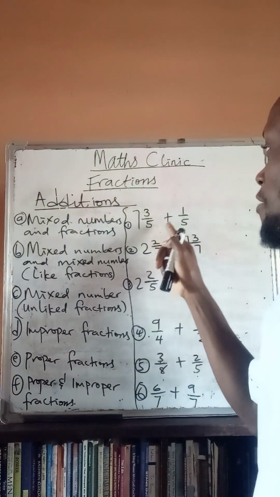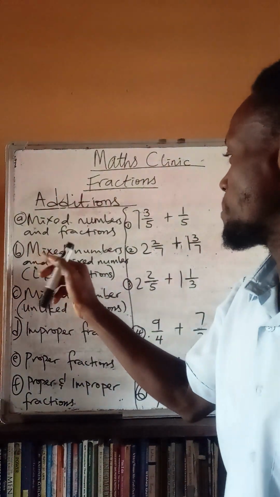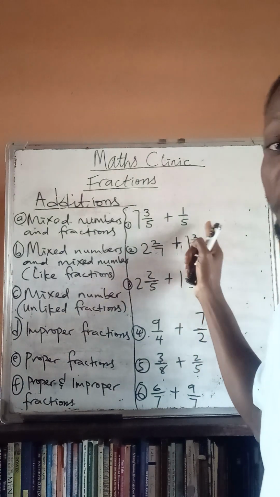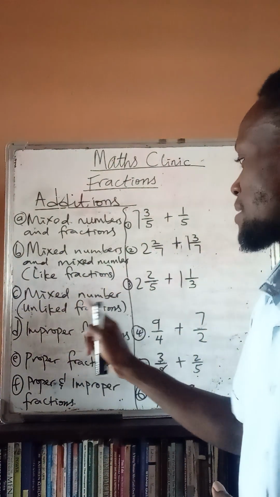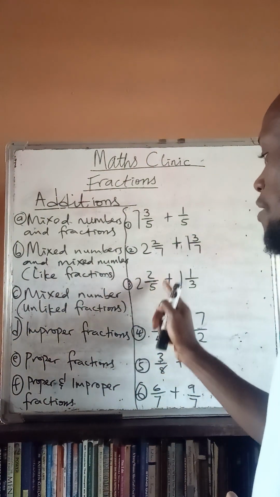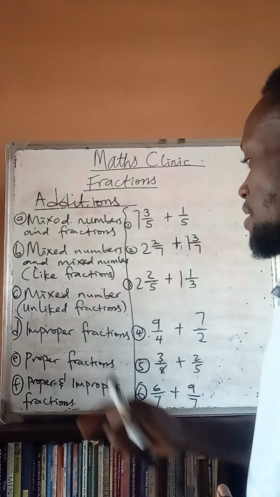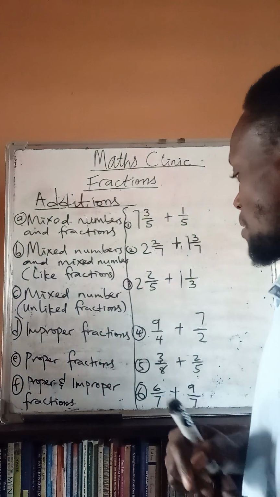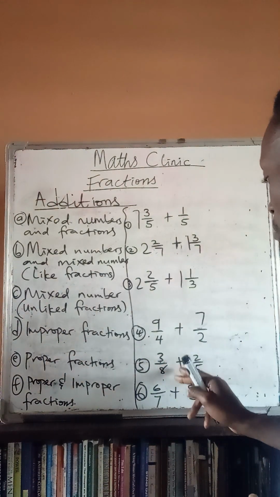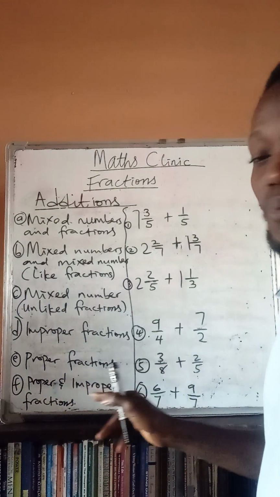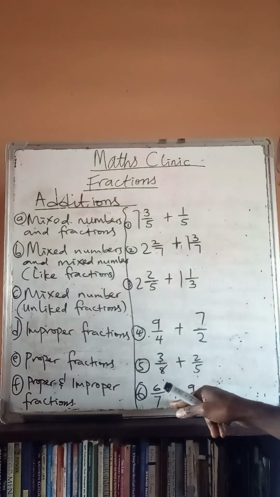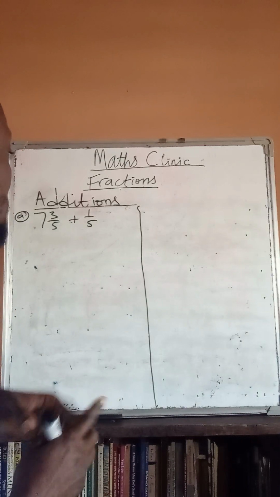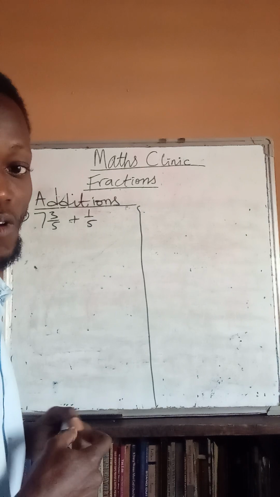Example, 7 and 3/5 plus 1/5. Mixed numbers and mixed numbers, like fractions: 2 and 2/7 plus 1 and 3/7. Mixed numbers and unlike fractions: 2 and 2/5 plus 1 and 1/5. Improper fractions such as 9/4 plus 7/2. Proper fractions, 3/8 plus 2/5. Proper and improper fractions, 6/7 and 9/7.